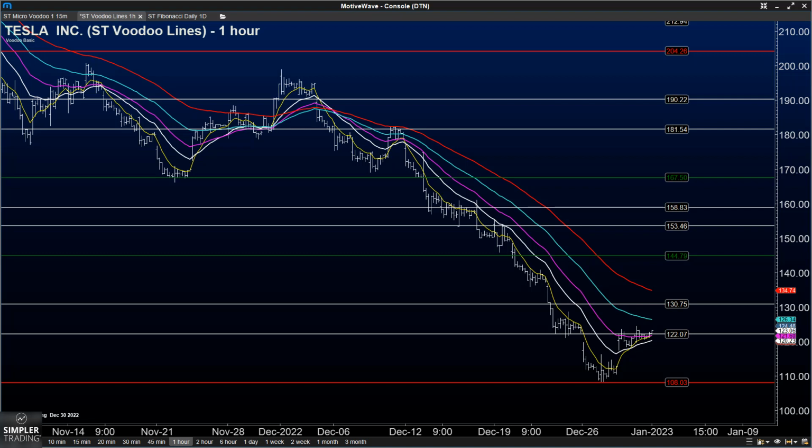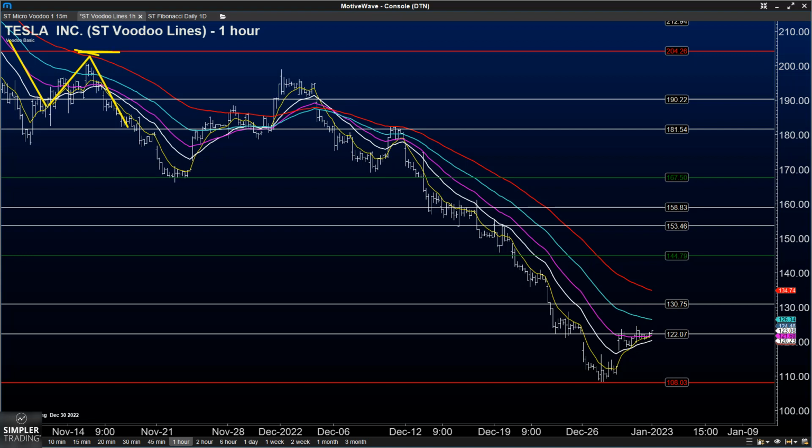And I want to look at Tesla here quickly, along with the Voodoo Lines and the Voodoo Lines roadmap, right? This is a name that's sold off pretty heavily here in December. We can see late November it broke below and tested and held below this 204 Voodoo Fireline, right?